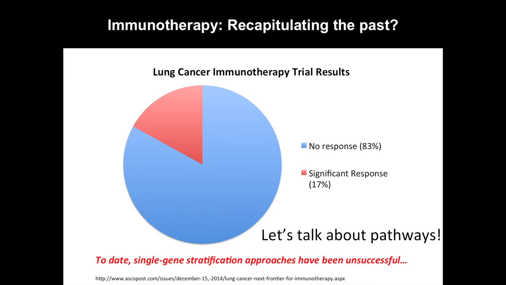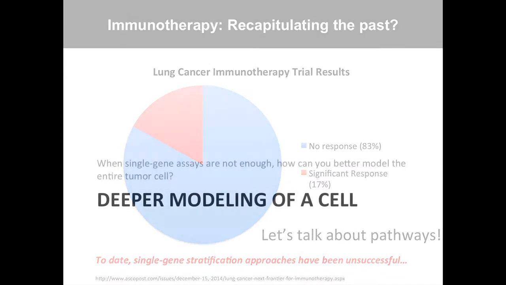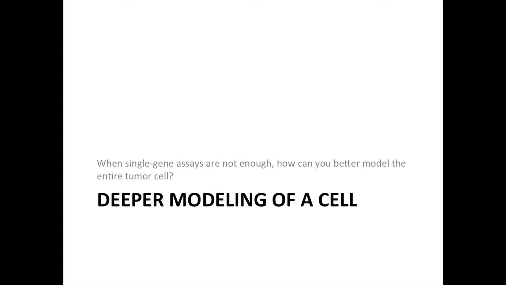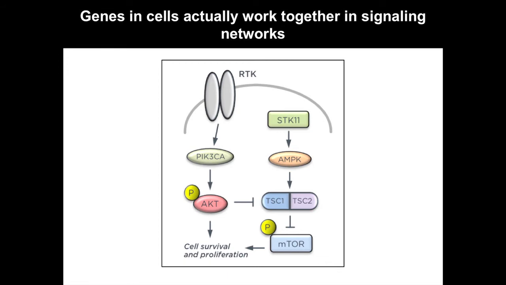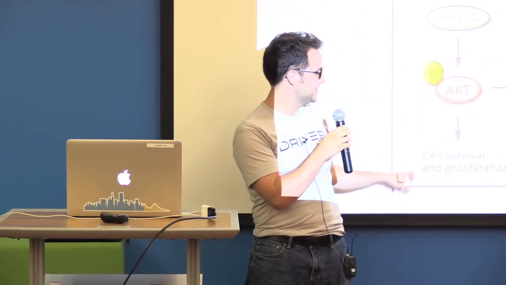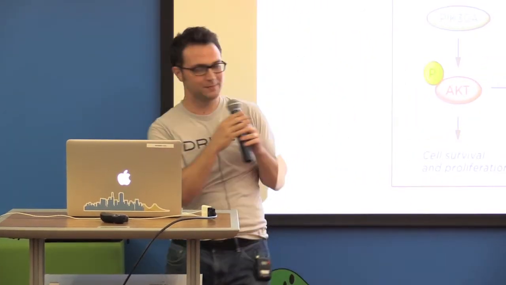So that brings me to the next topic, which is pathways. So how do you actually model a cell? Most cellular things aren't simple single gene stories. You've got these things called pathways. So here's a really simple example of a pathway. On the surface of a cell, you've got some gene called RTK. When there's a lot of that gene, it can signal this gene called PIK3CA. When there's a lot of that gene, it can signal this one called AKT. When there's a lot of that, it can signal cell survival and proliferation.